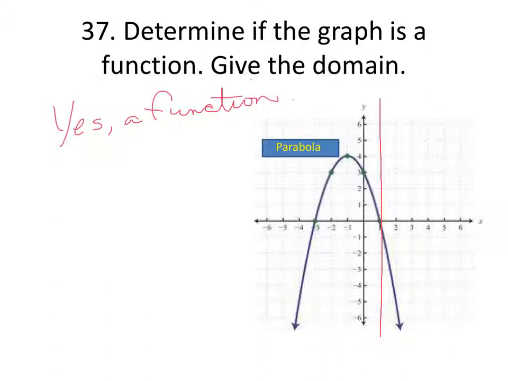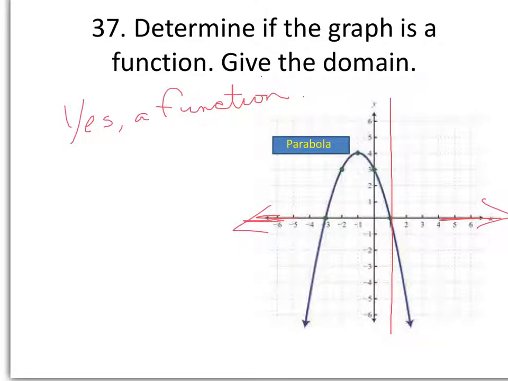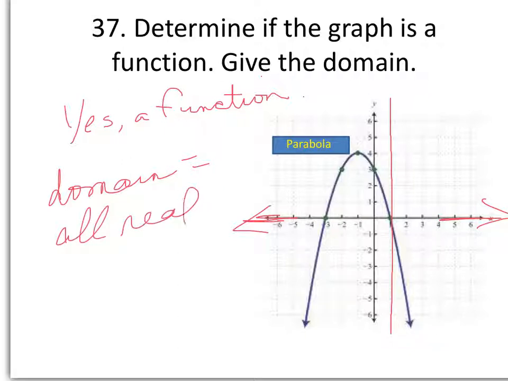Okay, and domain is the x values. This graph, how far to the left and how far to the right does it go? Well, if you think about this going infinitely on forever, you see that x goes infinitely to the left and infinitely to the right. So the domain is all real numbers. Domain equals all real numbers.